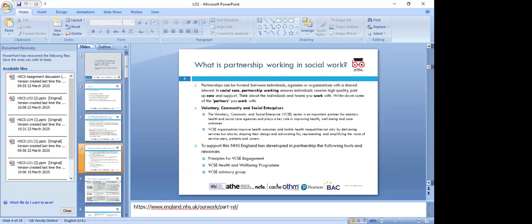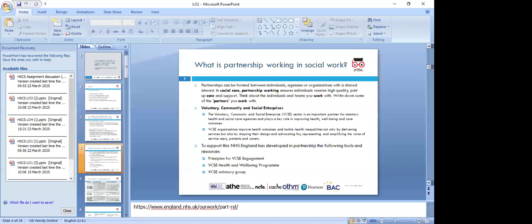A partnership can be formed between individuals, agencies, or organizations with a shared interest in social care. Partnership working ensures individuals receive high quality, joined-up care and support. Think about the individuals and teams you work with. Write down some of the partners you work with.